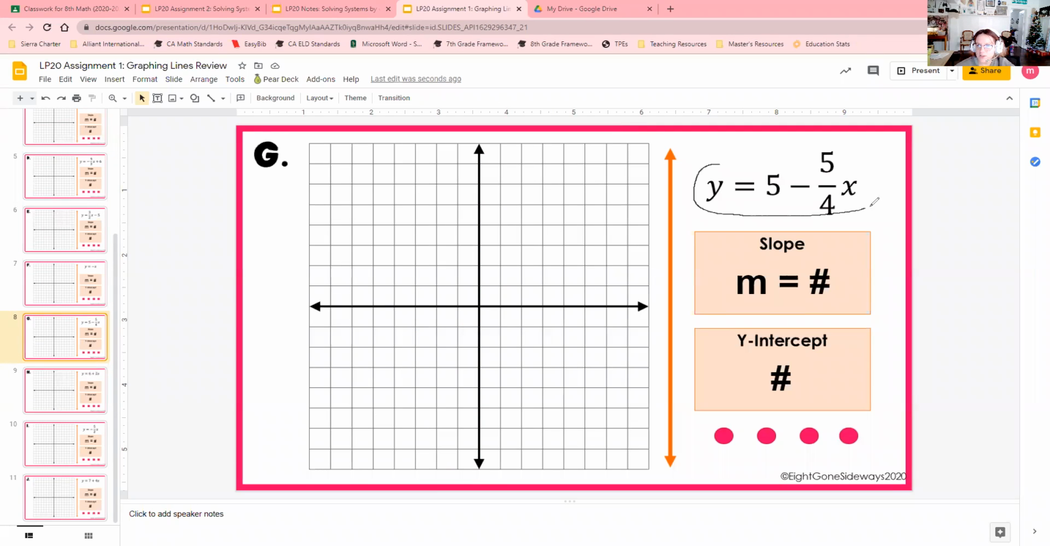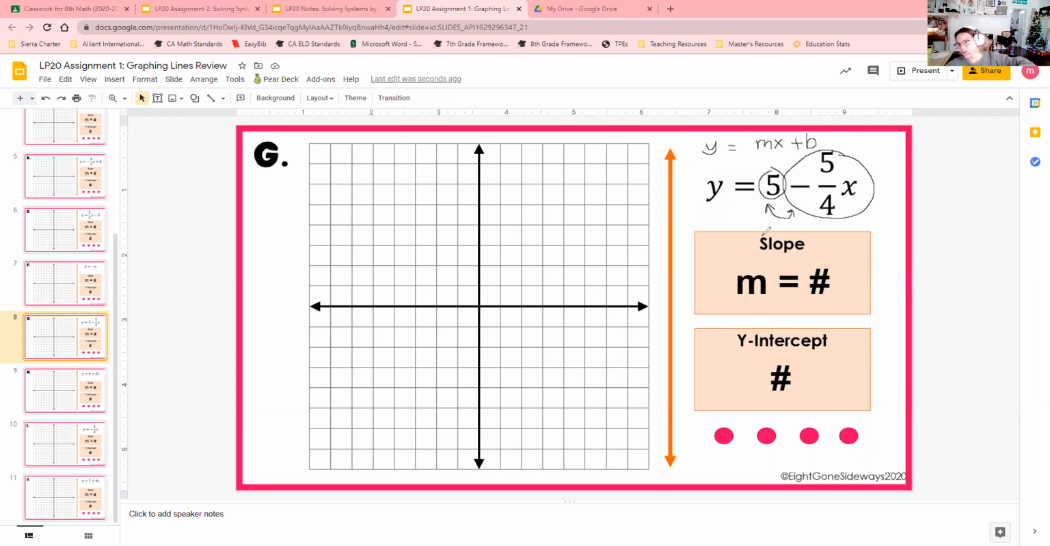you're going to have to change your equation just a little bit because we want it to be in the right form. So if we have y equals, and we want our slope with the x to come first, we're going to have to rearrange our equation just a little bit. So this negative 5 over 4x and this positive 5 are going to have to switch places.